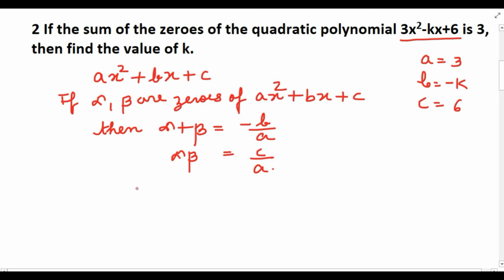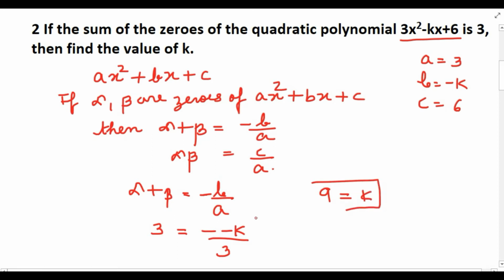Here they have given the sum of zeros, so I am going to write the formula alpha plus beta equal to minus b by a. Alpha plus beta, that is the sum of zeros, is given as 3. So 3 equal to minus, as the formula has a minus sign, value of b is minus k and value of a is 3. So we have 3 into 3 is 9, 9 is equal to k. Minus into minus is plus, so the value of k is 9.